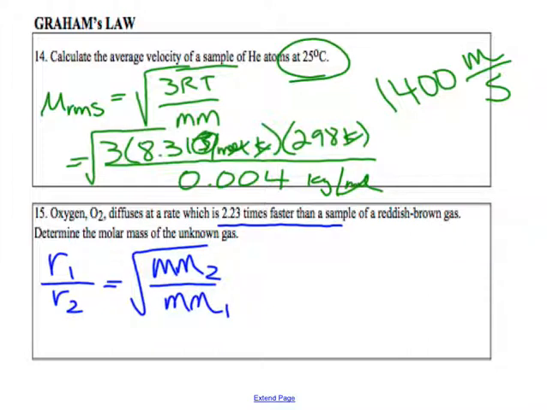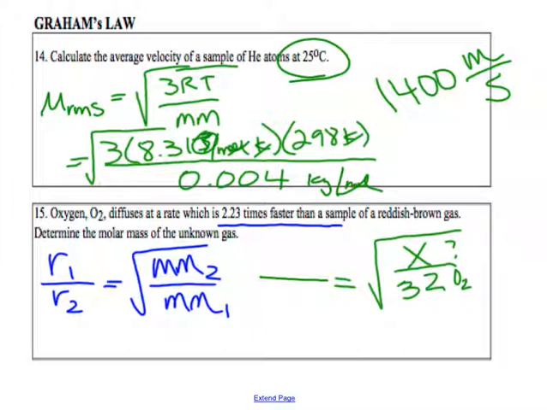So if I were to plug this in, I always like to make it a practice to put the unknown molar mass on top because it makes my math easier. So down here, this would be my unknown. What would be my oxygen's molar mass? 32. So oxygen would then have to go up top. I don't know the actual rates, but I know a ratio of rates, correct? So I'd put oxygen up here and I'd put the unknown down there. What would my ratio of rates be? Perfect, 2.23 to 1. So square both sides and multiply.